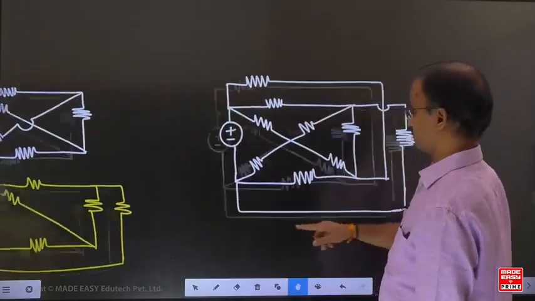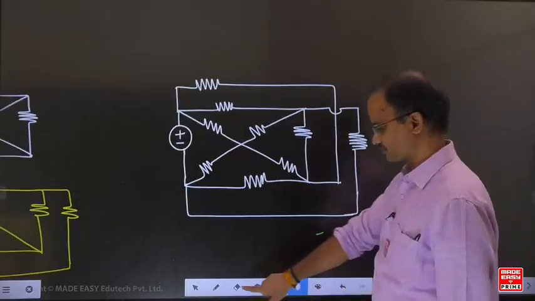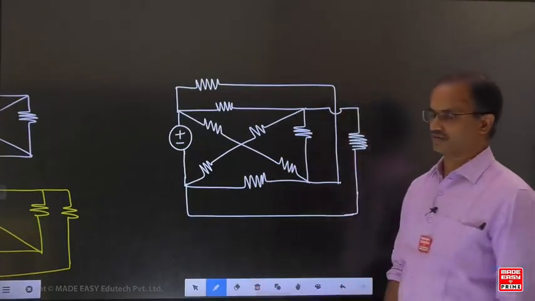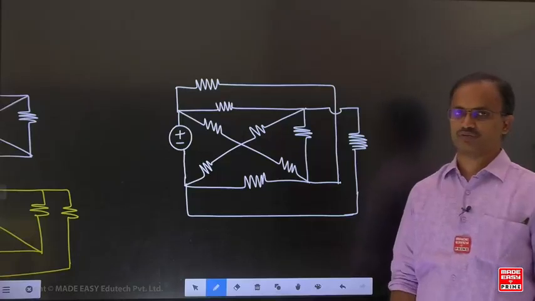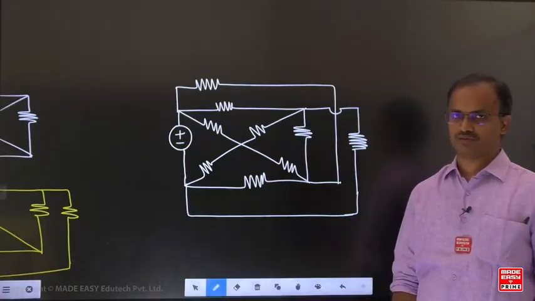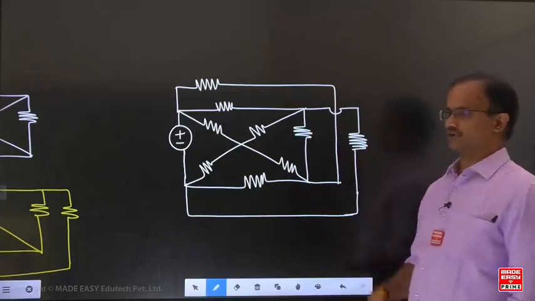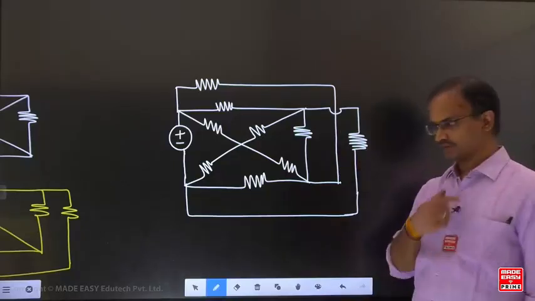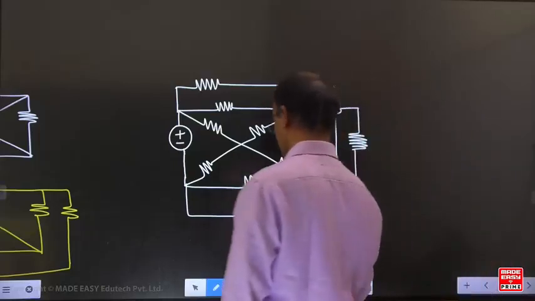Come to this one. In this example, it is not possible to redraw this network without any crossover. Here, every time the crossovers exist. That's why it is an example of a non-planar network.